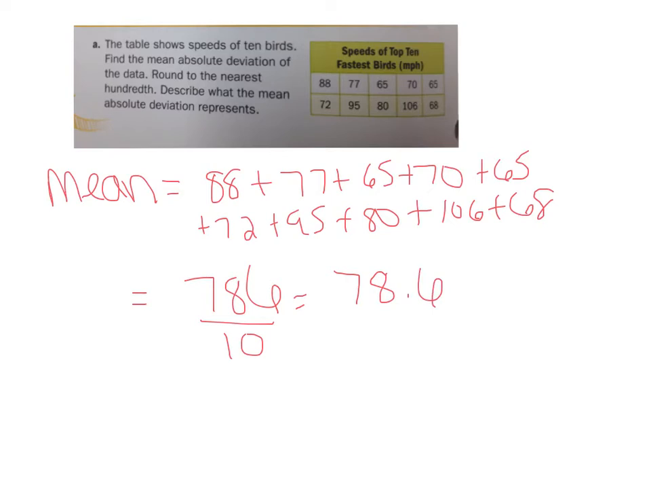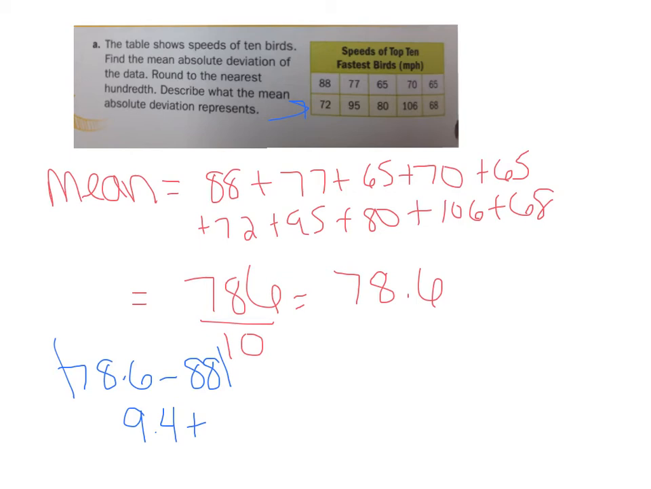78.6. The next step is where the absolute comes in. I need to take my 78.6 minus all of these numbers that I used to get my mean. Now, absolute value means, remember, that the number must always be positive. So really, you can always subtract these and it will be the positive number. For instance, I would take 78.6 minus 88, which is 9.4. Remember, they all have to be positive. We'll continue to do that for all of them.